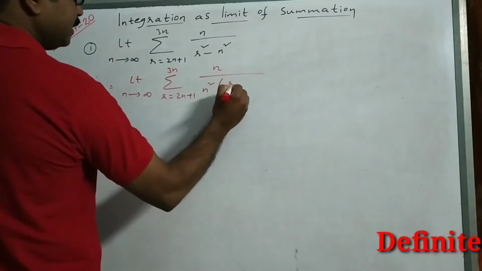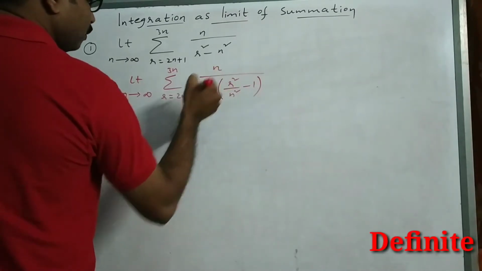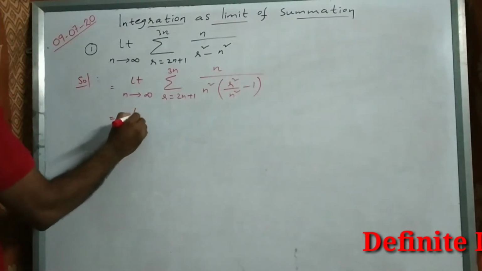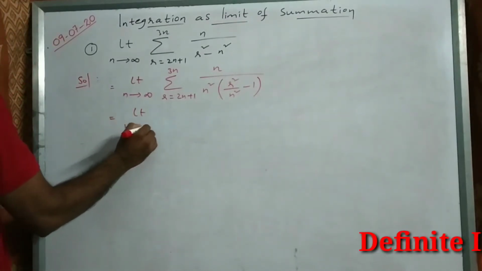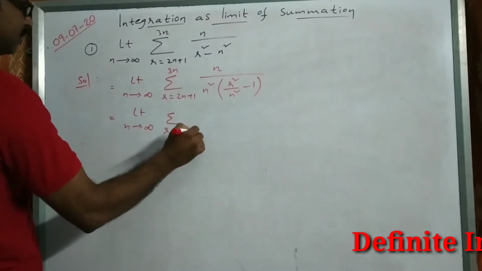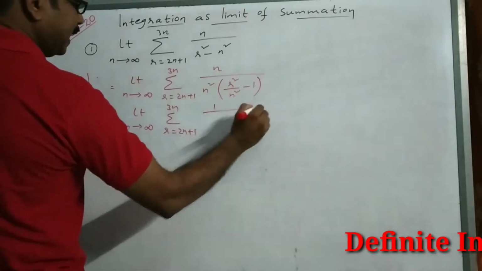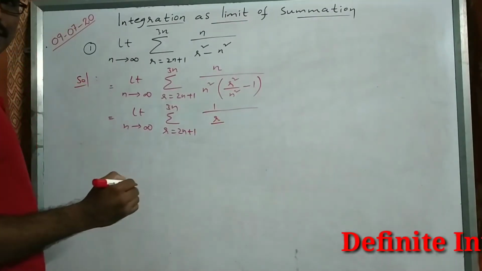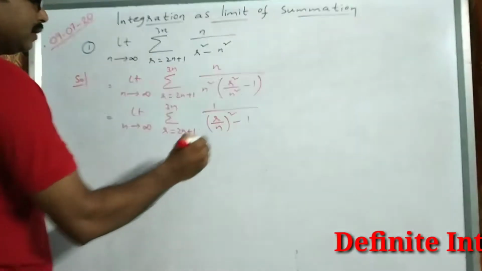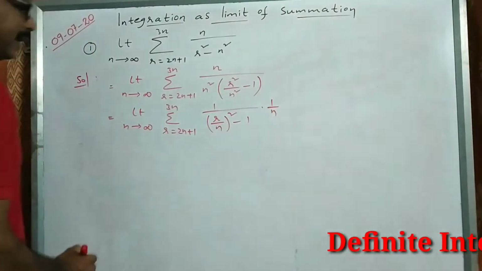So what will you get? r square by n square minus 1. One n, you can cancel. So what is remaining? Limit n tends to infinity, summation r equal to 2n plus 1 to 3n, 1 by r by n whole square minus 1. Here if I cancel one n, 1 by n will be remaining.